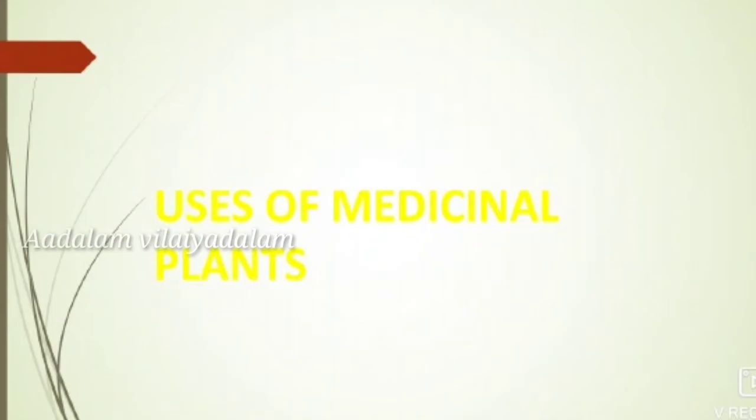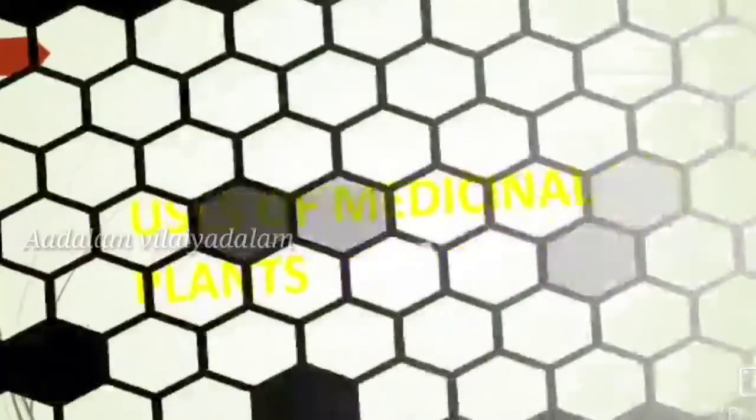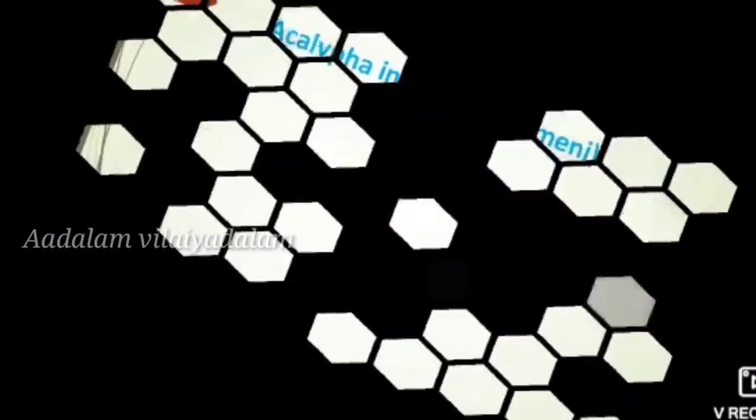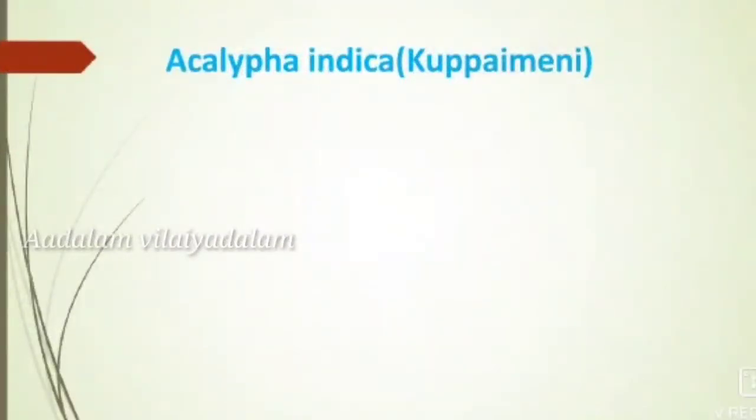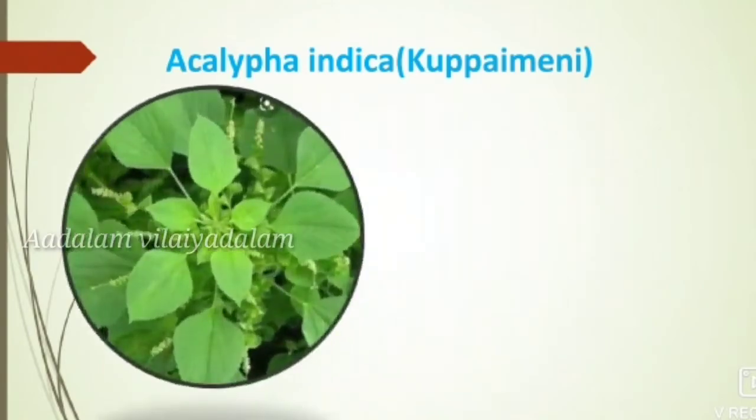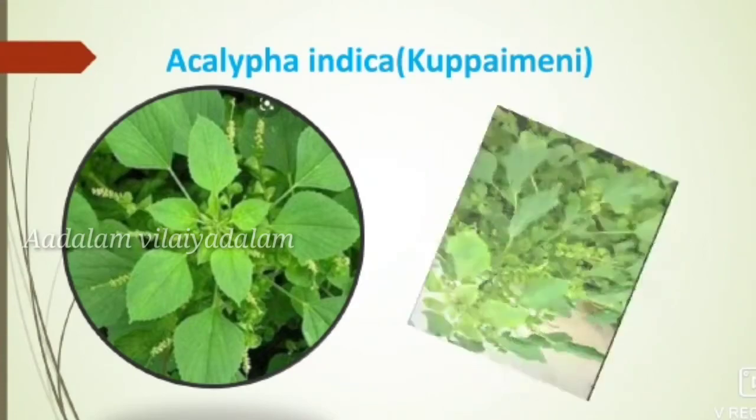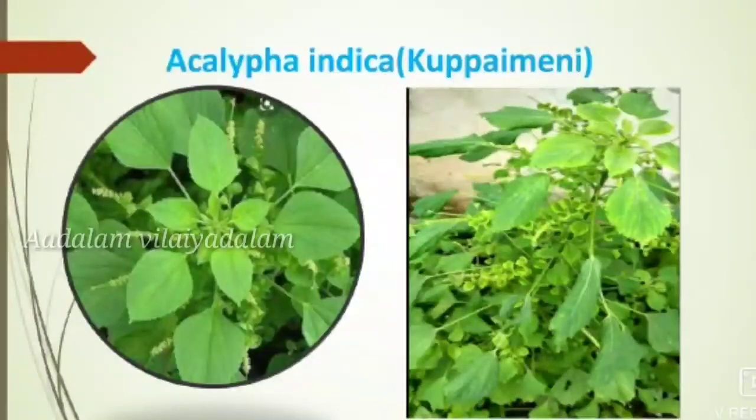Next we will discuss the uses of medicinal plants. The first one is Acalypha indica, otherwise commonly named Kuppaimeni. It belongs to the Euphorbiaceae family, and the paste obtained from the leaves of this plant is used to cure burns on the skin.